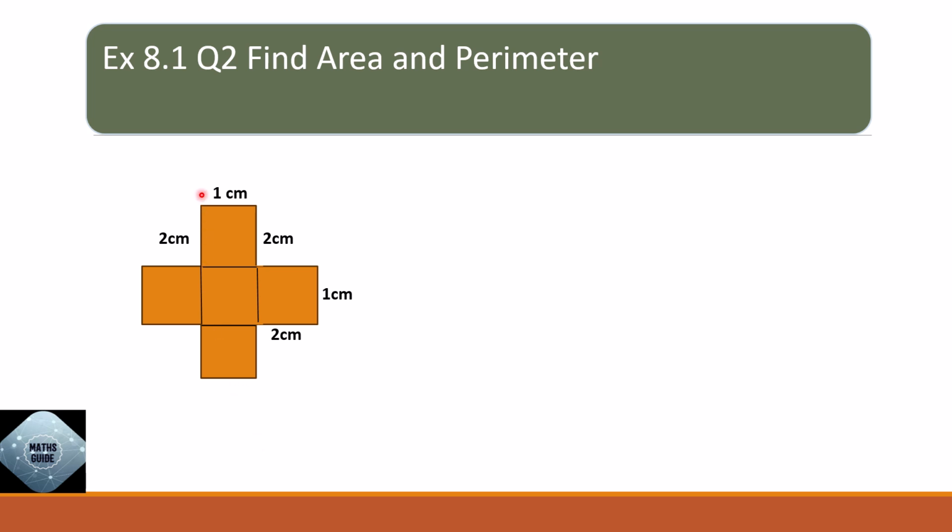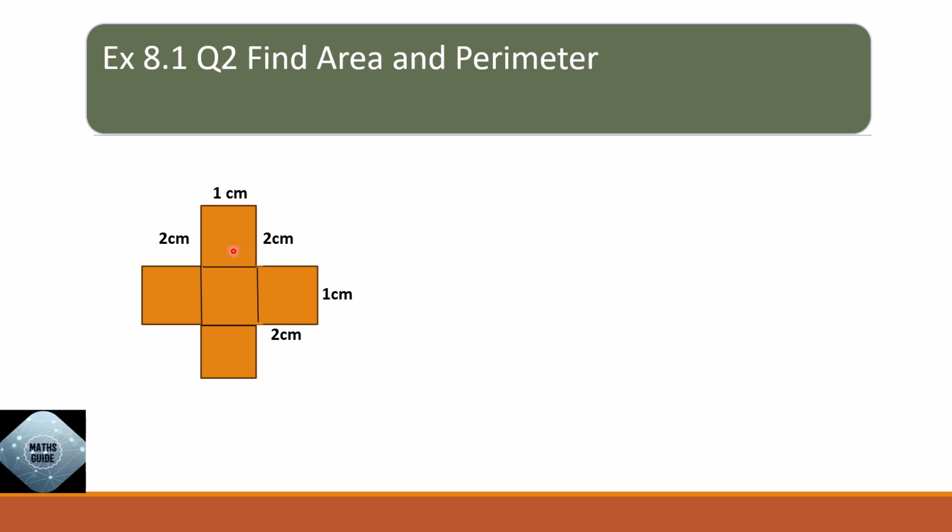We have 2 centimeter, then 1 centimeter, then again 2 centimeter. Again 2 centimeter, then 1 centimeter, then 2 centimeter. Again 2 centimeter, then 1 centimeter, 2 centimeter. And the fourth time we have 2 centimeter, 1 centimeter and 2 centimeter. It means 5 centimeter each time.